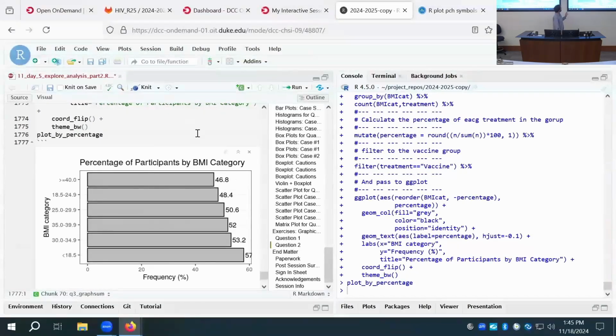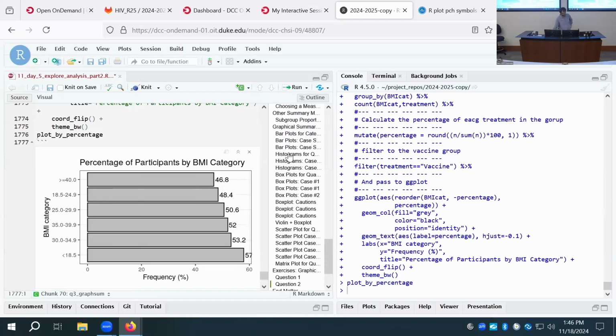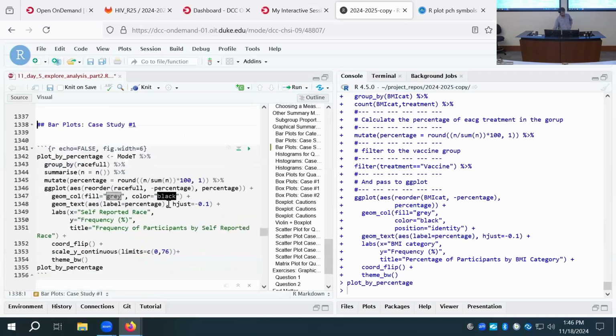So here I have it ordered by percentage, right? But this is a case where maybe it makes more sense to order this by the BMI, because there's a natural order to the BMI categories here. But just for the sake of this example, we use the percentage. And you can see here, it's getting cut off a little bit. So if we went back, I'll steal some code from up here.